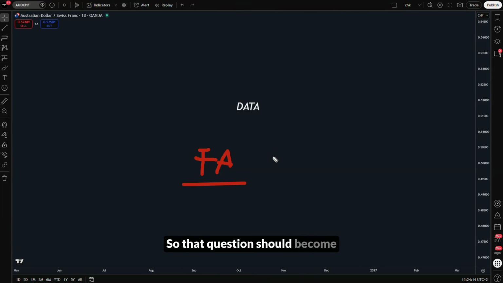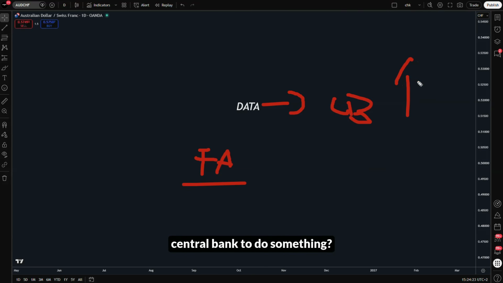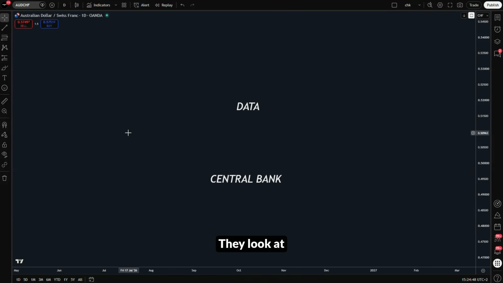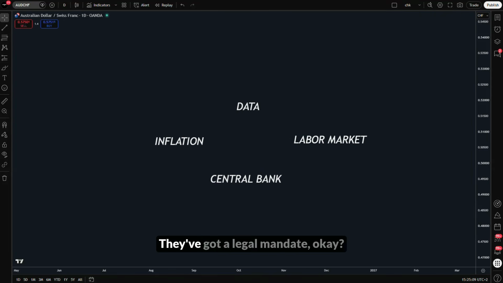So that question should become which data is actually forcing the central bank to do something, so whether to hike or to cut interest rates. Now this simplifies everything a lot because the central bank is not sitting there acting random, and it's not sitting there analyzing every single data point from a country. The central bank looks at two things. They look at inflation and the labor market. They've got a legal mandate, okay? They have a legal description of what to do.